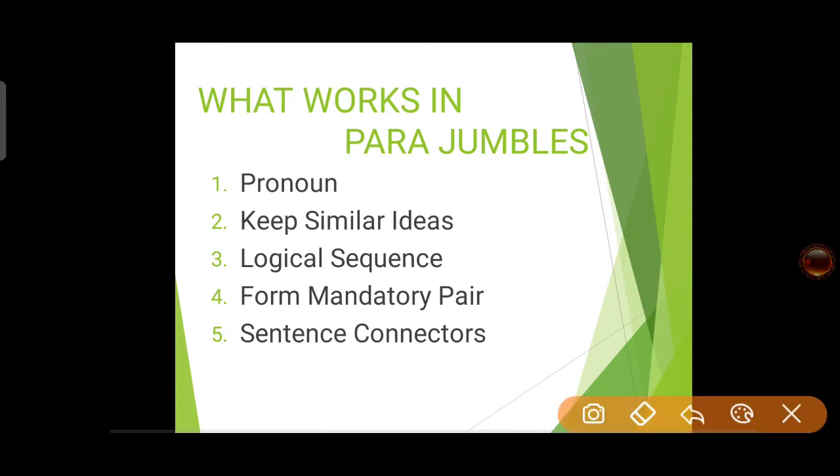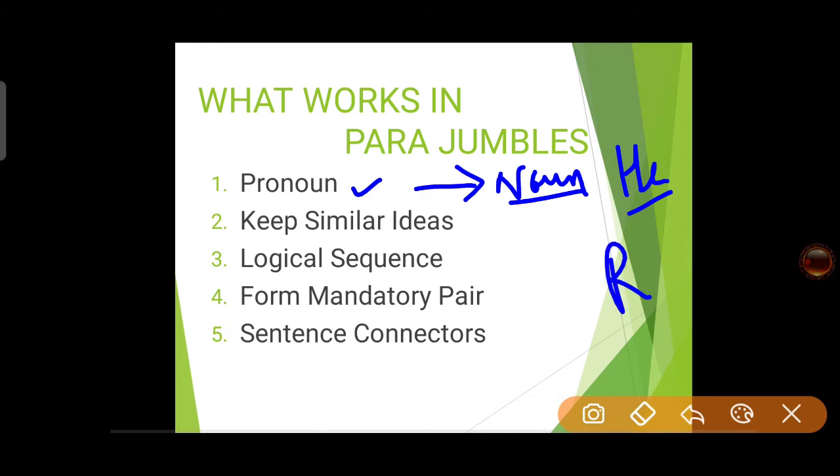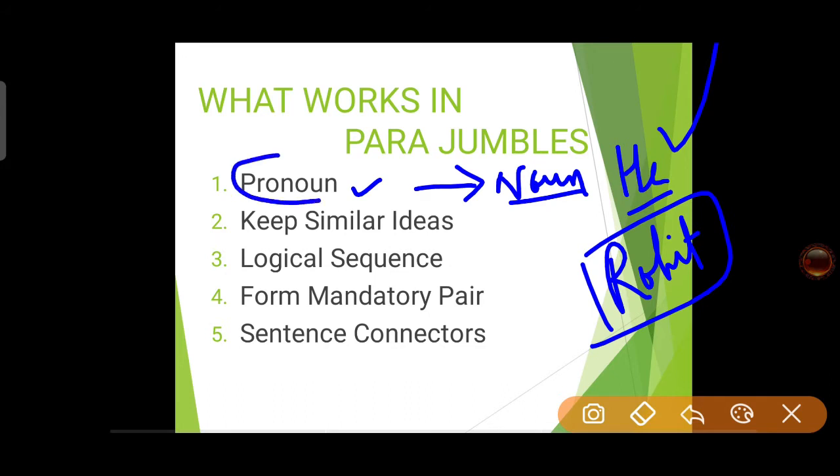The first one is pronoun. What is a pronoun? A pronoun refers to a noun. Whenever a pronoun is written, like "he", it usually stands for a male, and that male will be mentioned in another sentence. Rohit is an example of the noun for which "he" is being used. It means we have to hunt for a noun if we get a pronoun in a sentence.